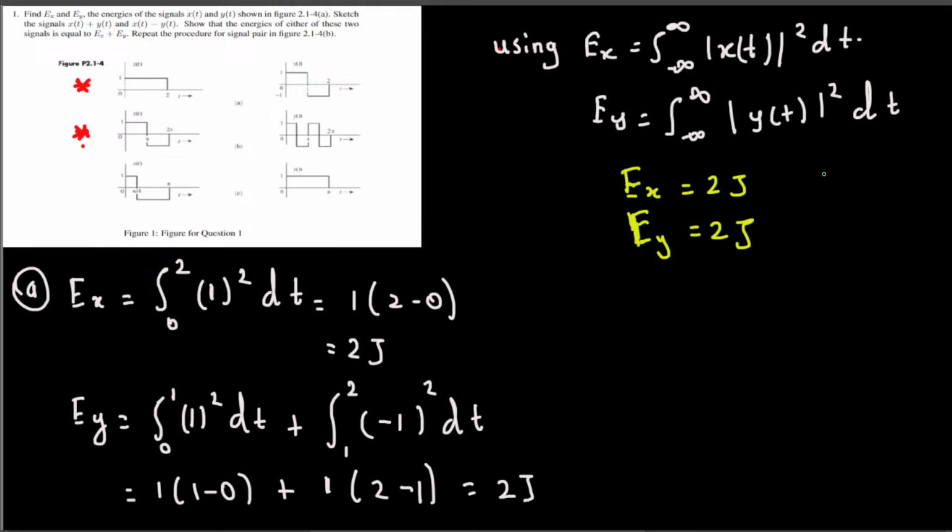Now Ex plus Ey is what? Ex is 2, Ey is 2. From what we derived, we know that Ex plus Ey is basically 4 joules. But what they are saying is, if you add these two signals or subtract these two signals, you still get 4 joules. So let's try that. Let's see if it's true. So first, I'm going to add the signals. It's easy to add with a diagram, so you will have a clear picture of what's going on.